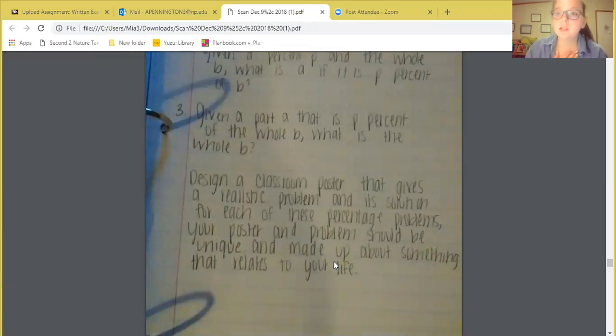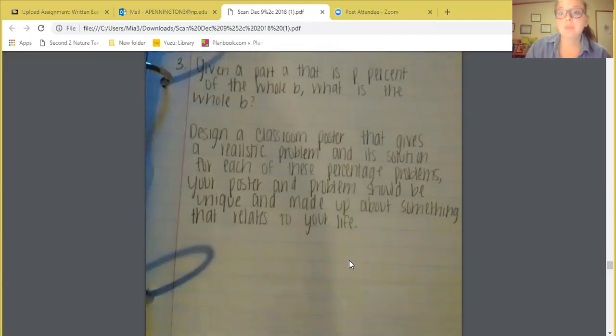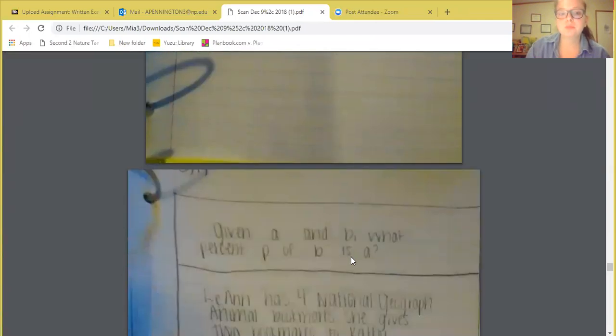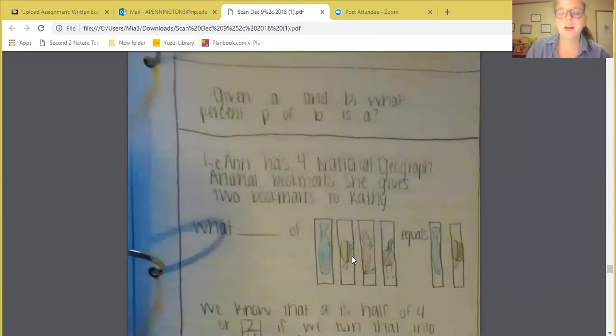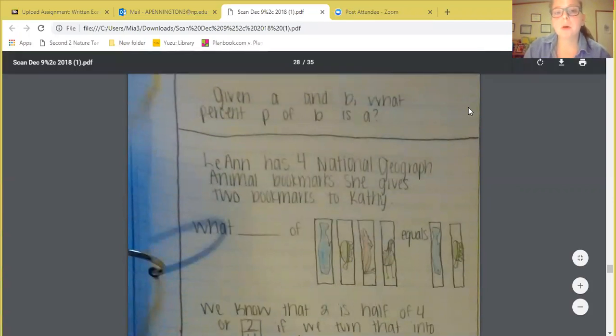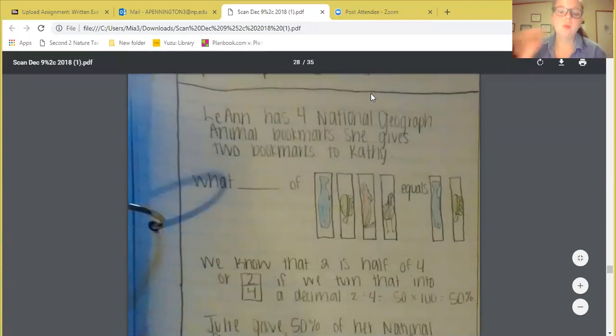So something that relates to my life is that I have tons of nieces and nephews of all ages. And they like to share and play with each other with the toys that they have. And so that's what we're going to look at. Okay, so this is going to be 5-1. Given A and B, what percent P of B is A? And this is at the top of the poster. And then we have a little example for Leanne.